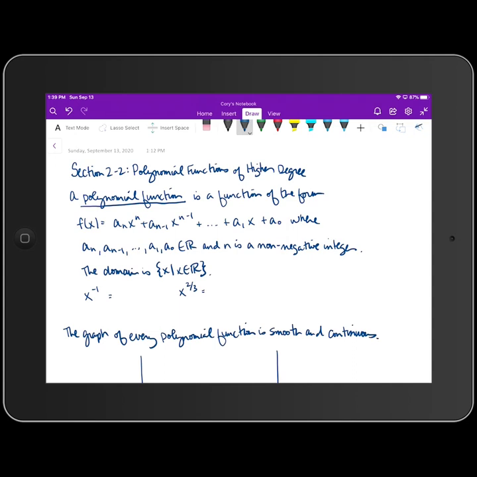Okay, and as we've mentioned many times in the last two chapters, the domain of any polynomial function is the set of x, such that x is a real number.